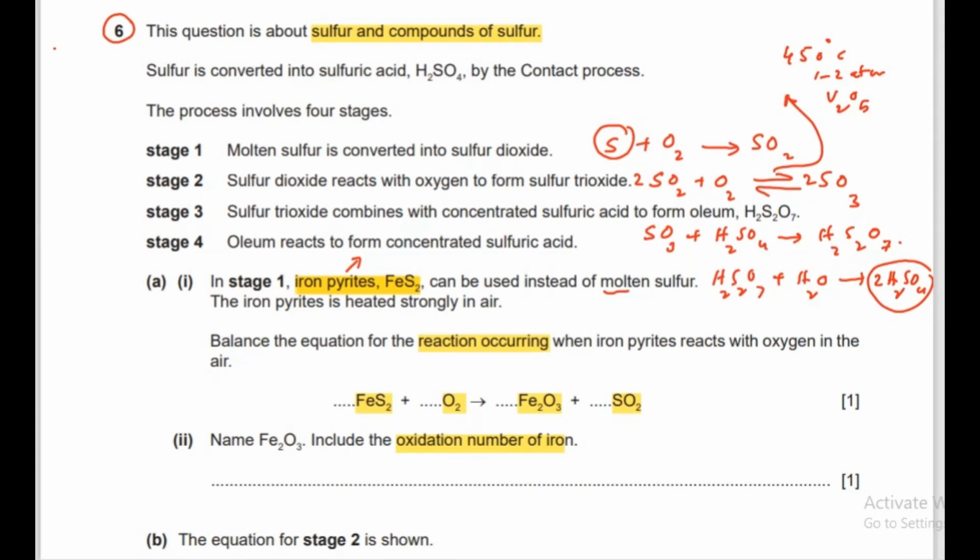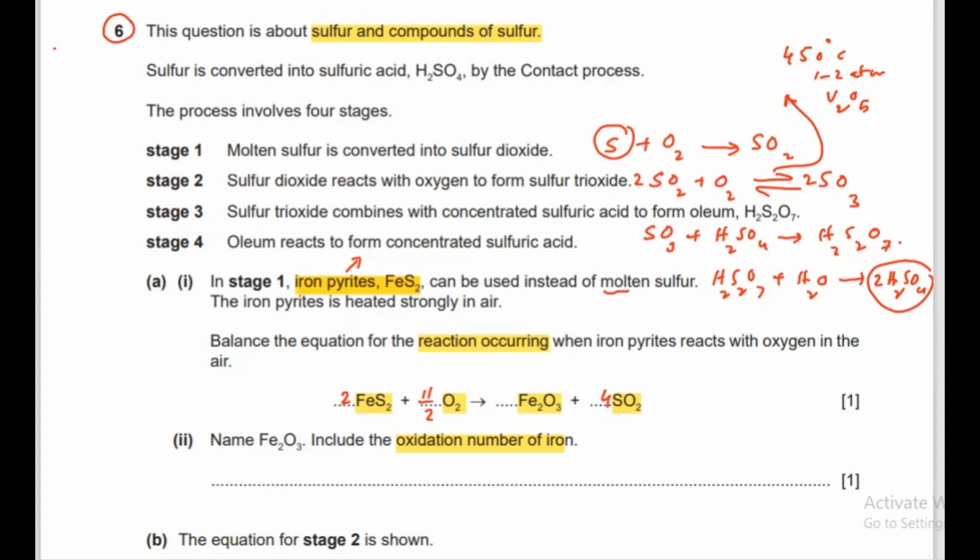Now, to balance this equation, just look at the number of atoms of each element. There are 2 irons, so if you put 2 here, now there are 4 sulfur atoms on the left hand side. You can put 4 here. Now iron and sulfur are balanced. But if you look at the number of oxygen atoms on the right hand side, 8 plus 3, that is 11 oxygen atoms. So if we put 11 by 2 here, then 11 by 2 times 2, we will get 11.